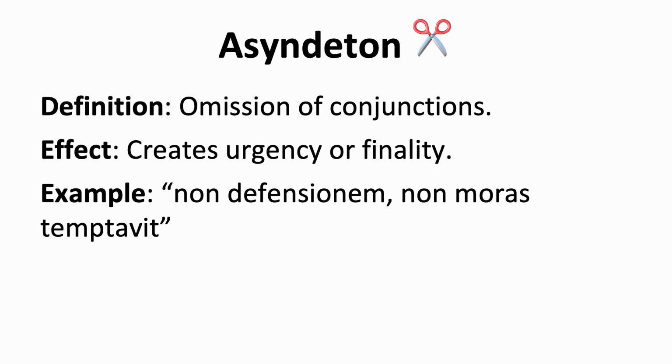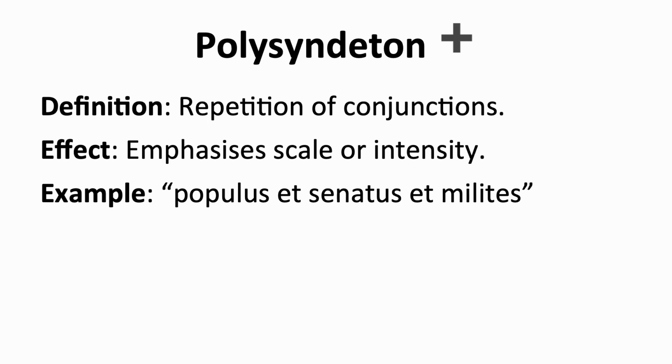This is the first one then. So Tacitus uses asyndeton, which is the omission of conjunctions to make scenes feel urgent and final. It's a technique that speeds up the pace of the sentence. In this phrase, non defensionem, non moras temptavit, describing Silius, we see it quite clearly. He doesn't hesitate, doesn't defend himself. The lack of 'and' in between the two phrases makes it feel abrupt and final. The sentence barrels forwards just like Silius's fate does.